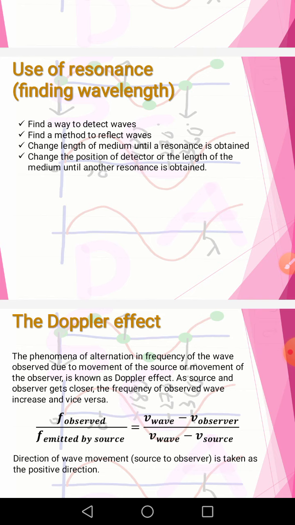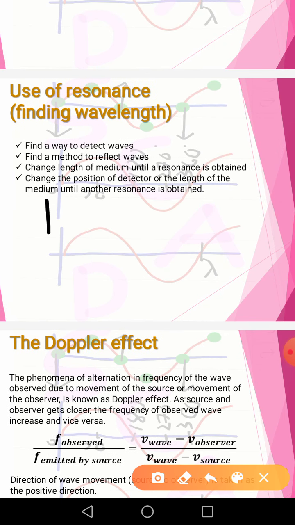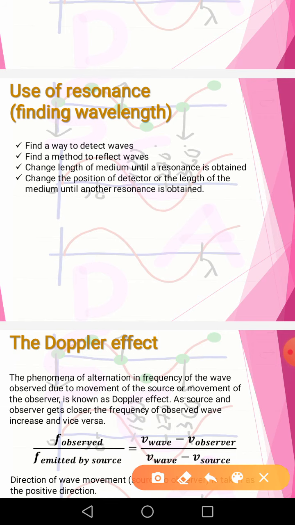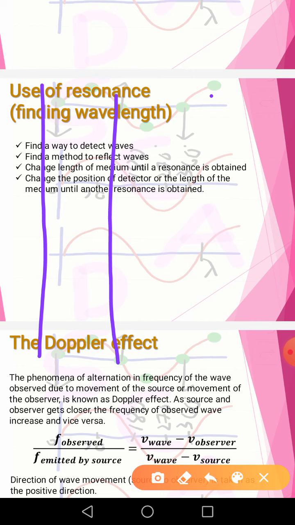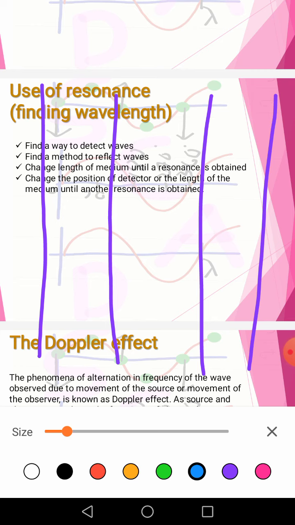Here we can directly detect the length. For example, I'm taking a burette. Let me draw the burette several times over here. So this is the burette, the same burette. Let the first resonance be formed when the water level was here, and the second resonance formed when the water level was here. Now let me draw the resonances.